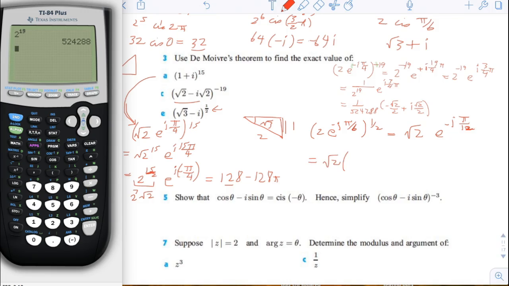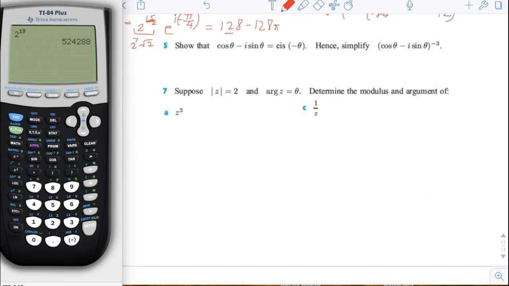That would be square root of 2 times the cosine of pi over 12, minus, cosine of negative pi over 12, but that would be the same thing as cosine of pi over 12. And then i sine of pi over 12. I put a minus sign there because sine of negative pi over 12 would be negative sine of pi over 12.